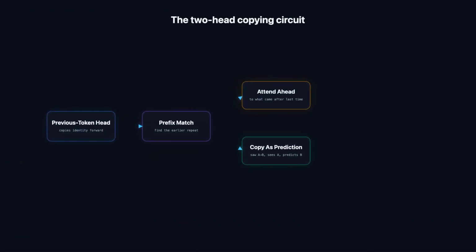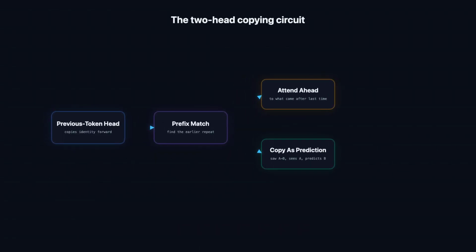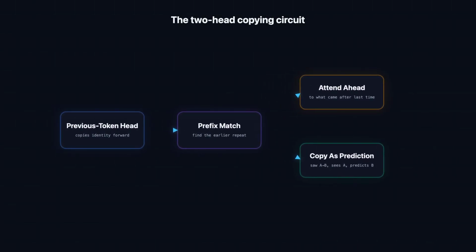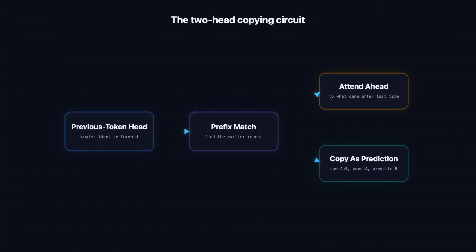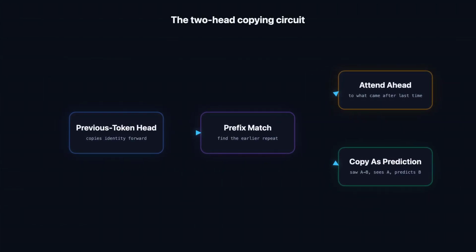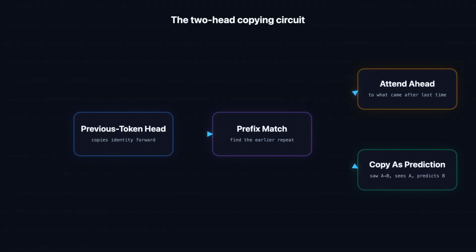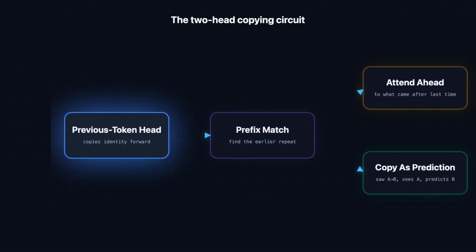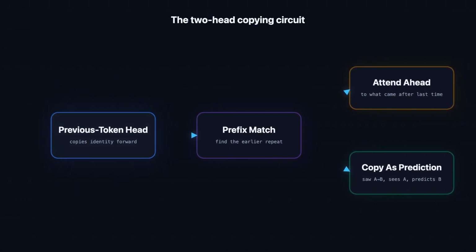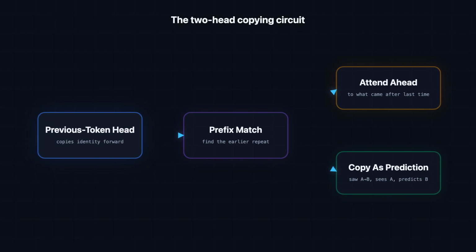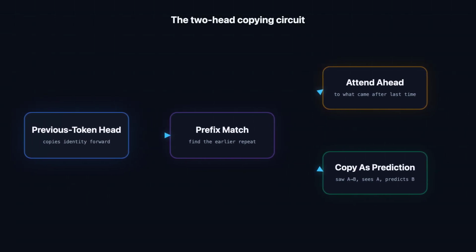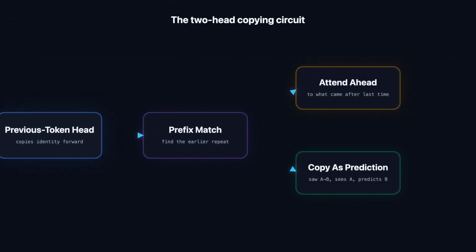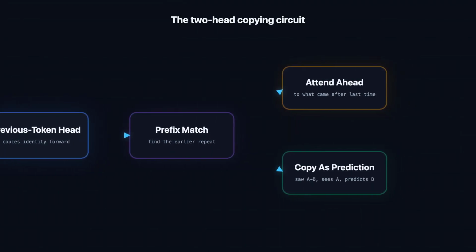So follow a single prediction through the circuit, because the clever part is that it takes two heads working together across two layers, each doing its own job. It sounds elaborate, but the logic is easy to trace once you take it a step at a time. First, in an earlier layer, a previous token head does something modest. It walks along the sequence and copies each token's identity forward onto the next position. So every spot quietly remembers what came right before it.